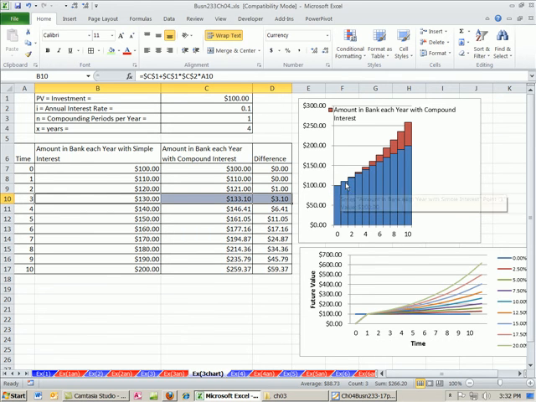In the early years, the difference between simple and compound is not so much. But as time goes on, it gets pretty big. So compounding earns you much more than simple interest.